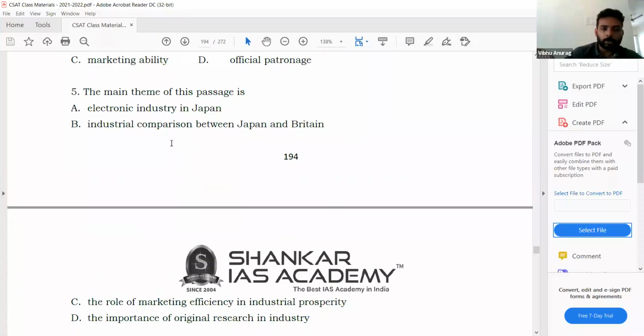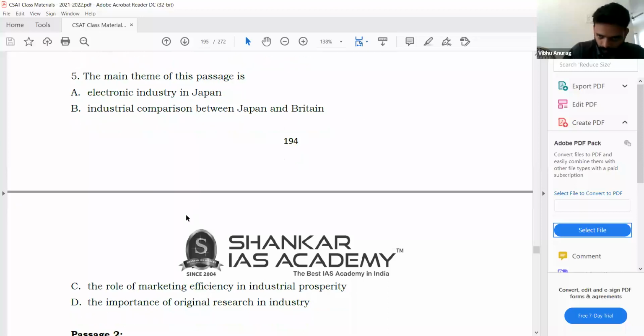And the fifth one, what did you choose? Main theme of this passage. What did you select for question 5? Everybody got C? Okay, good. I'll explain it. So read your passage and see what they're primarily concerned with. Is this passage talking about the electronic industry in Japan? The answer to that is no. Because if that was true, they will not talk about Britishers. So A is wrong. B says industrial comparison between Japan and Britain.